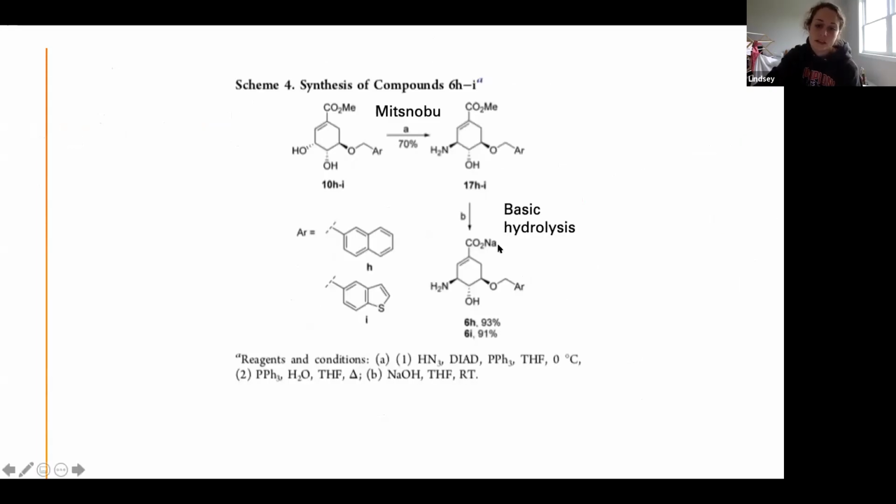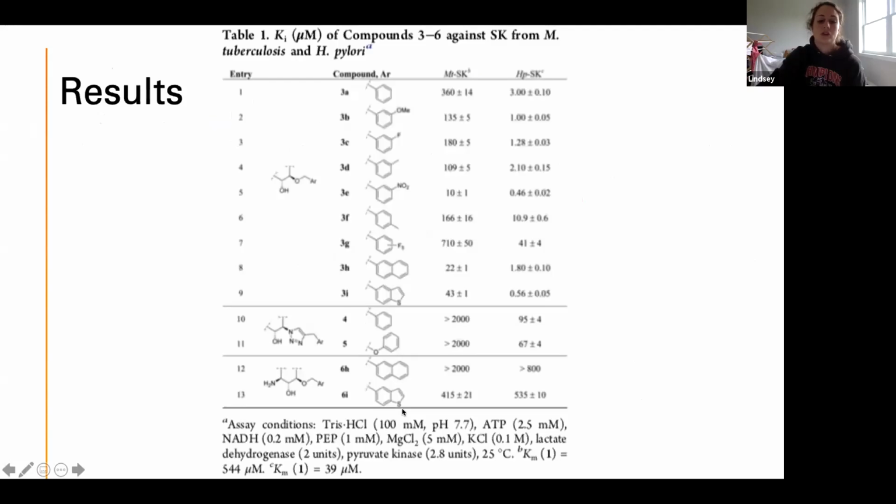And then it's just a basic hydrolysis followed by that with NaOH, THF, and RT. And so what they found was that they tested the inhibitors on the enzymes, HPSK and MTSK. HPSK is from Helicobacter pylori, which causes stomach ulcers, and MTSK is from the bacteria that causes tuberculosis.